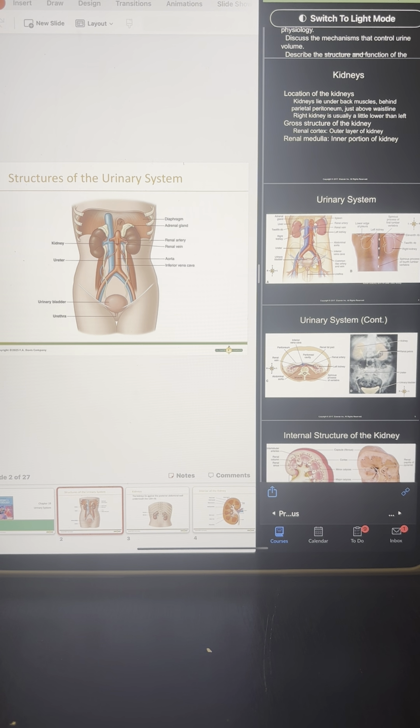Okay, y'all. The urinary system, or the GU, which is genitourinary. For the urinary system, you have the kidneys here. You have two located in the flank, more towards the back. You've got your ureters, which come down into the bladder. Then you've got the urethra, and then we pee it out.